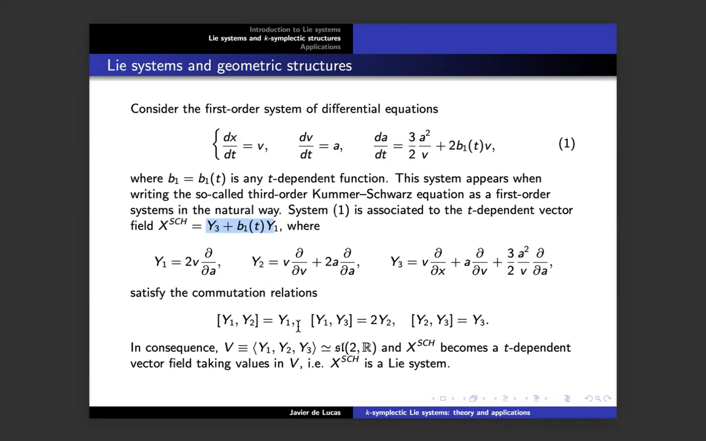And these three ones, when you pick up the commutator of these vector fields, it turns out that you obtain a Lie algebra isomorphic to SL2R. The fun thing is that it looks a lot like a Riccati equation. This is the first thing. The second thing is that this is real. The real Schwarz equation is complex.